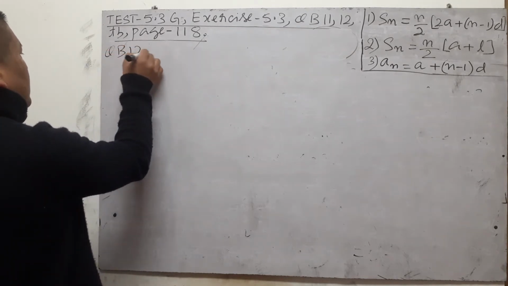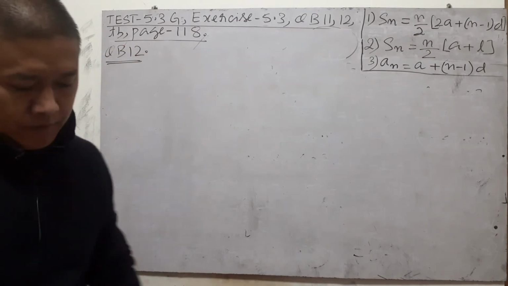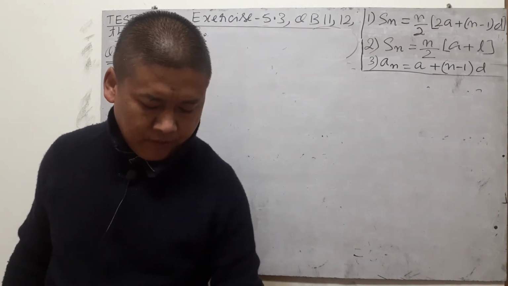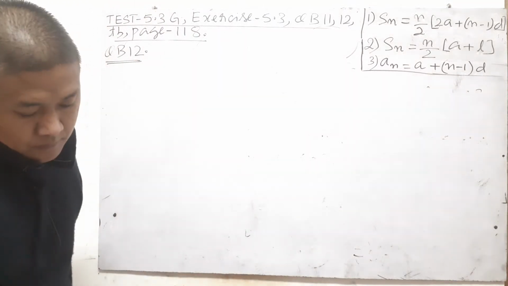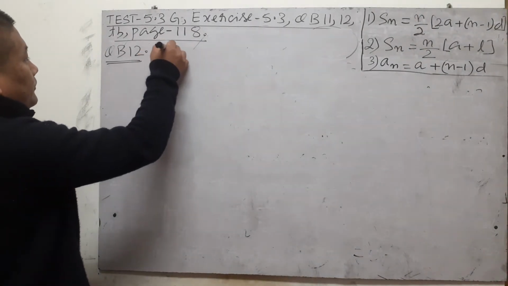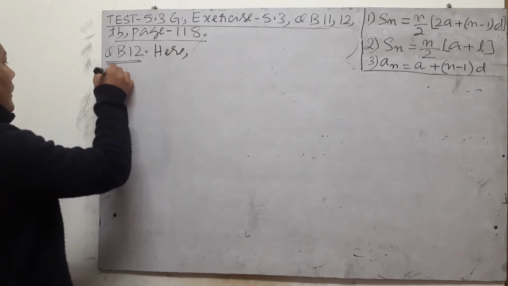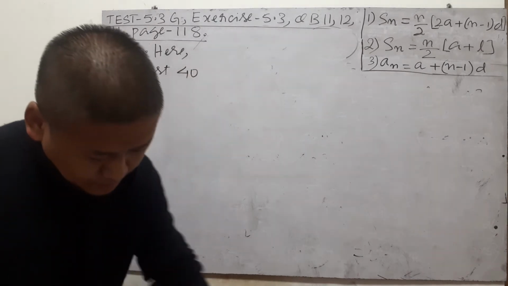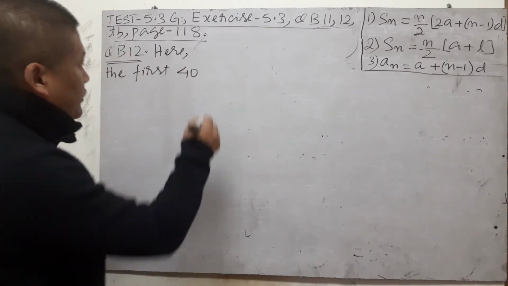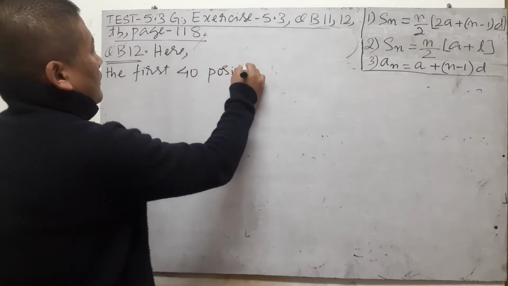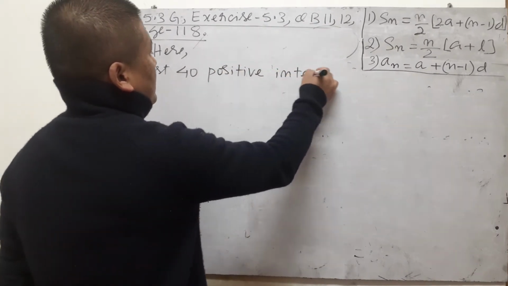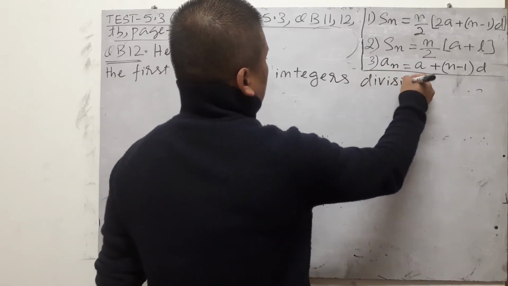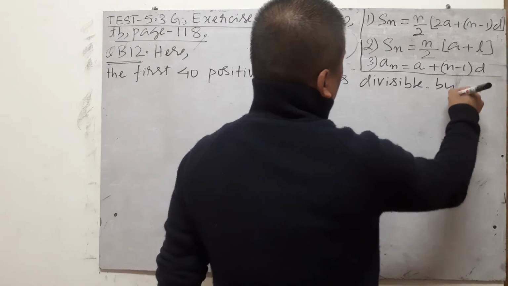Question B12. Let me read the question for us. Find the sum of the first 40 positive integers divisible by 6. So just write here: the first 40 positive integers divisible by 6. Remember, it's positive, not negative.